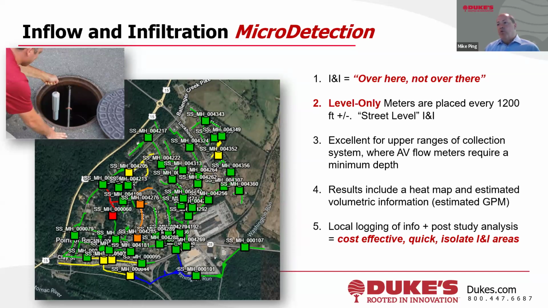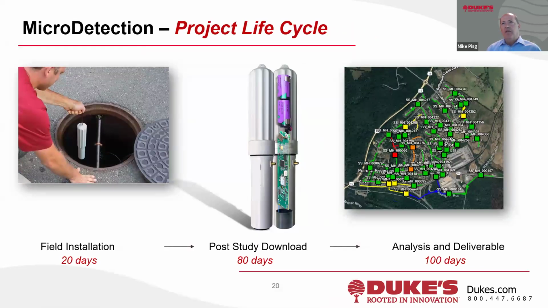So number four, the results include the heat map. This is an example of a heat map and estimated volumetric information there, gallons per minute and so forth. And again, the data is logged locally in the device. There's no telemetry. We take all of that out and then run it through the analysis tool. But in a nutshell, it's very cost effective. It's quick, as you'll see here, and it does a really good job to isolate the I&I areas. And we'll dig in deeper on that.